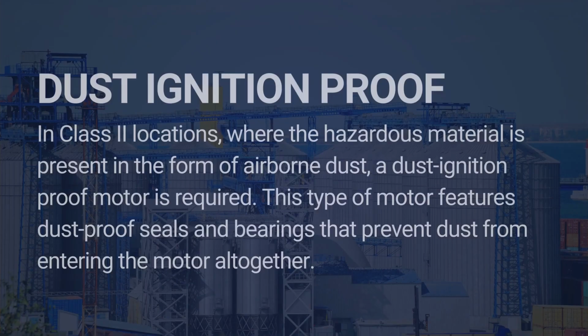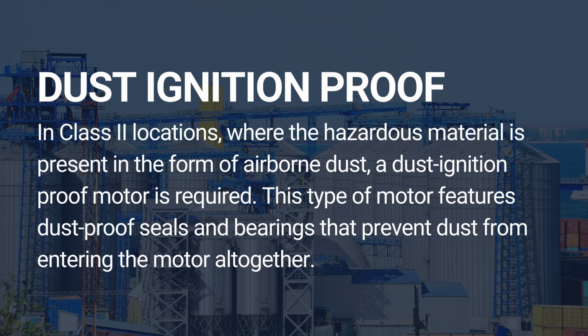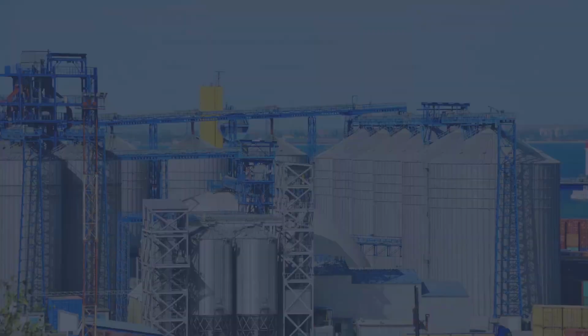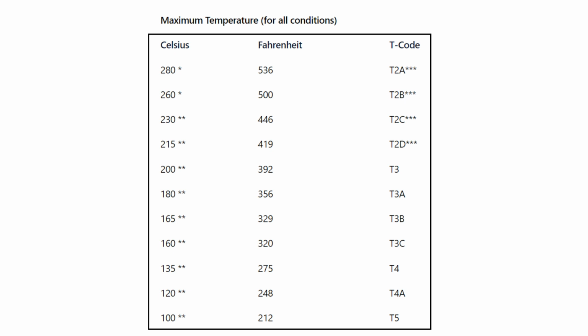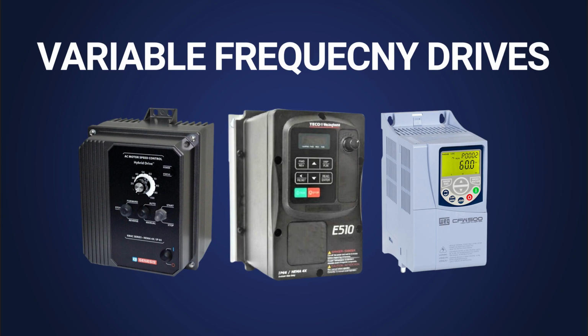Dust ignition-proof motors. In Class 2 locations, where the hazardous material is present in the form of airborne dust, a dust ignition-proof motor is required. This type of motor features dust-proof seals and bearings that prevent dust from entering the motor altogether. It's important to determine the T-code rating of dust ignition-proof motors properly. They often accumulate a layer of dust on the outside of the motor body that inhibits cooling and increases the surface temperature.